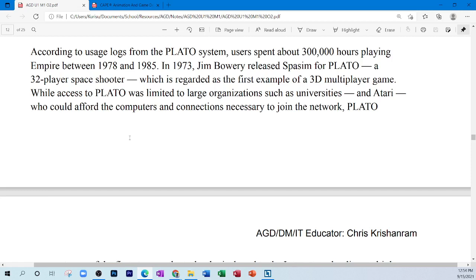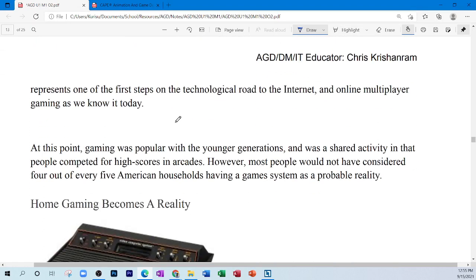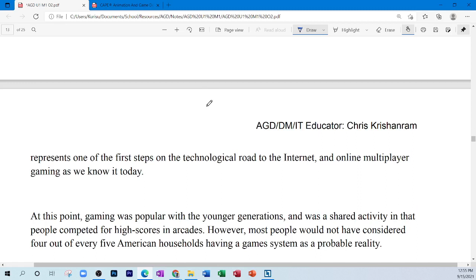According to usage logs from the Plateau system, users spent about 300,000 hours playing Empire between 1978 and 1985. In 1973, Jim Bowery released Spasm for Plateau, a 32-player space shooter, which is regarded as the first example of a 3D multiplayer game. While access to Plateau was limited to large organizations such as universities and Atari, who could afford the computers and connections necessary to join the network, Plateau represents one of the first steps on the technological road to the internet and online multiplayer gaming as we know it today.